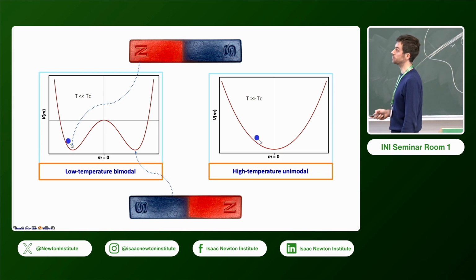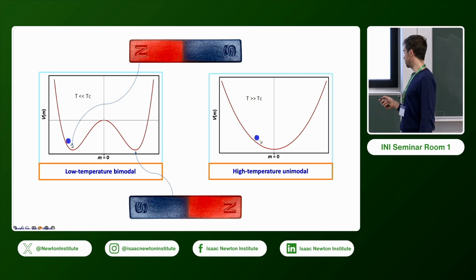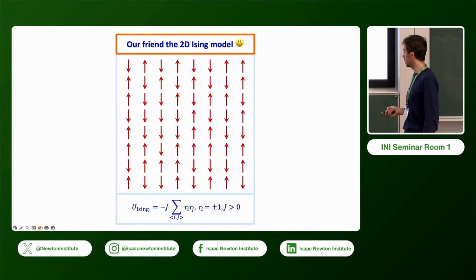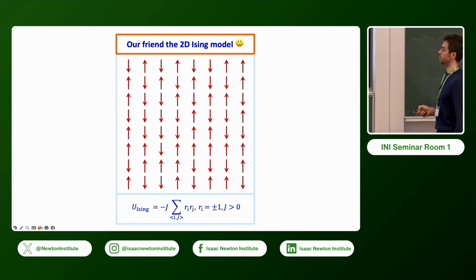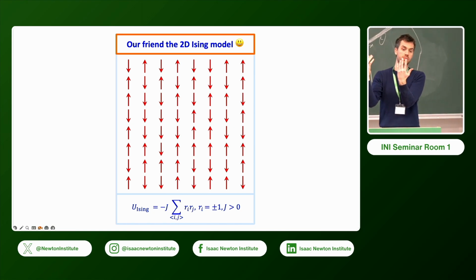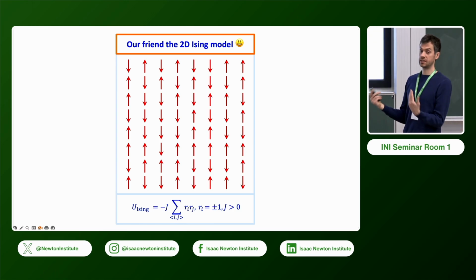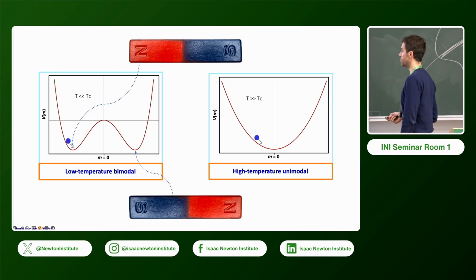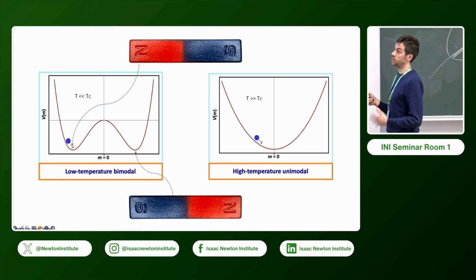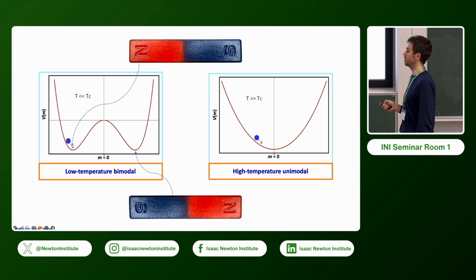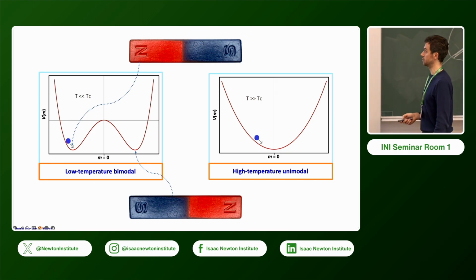Then at low temperature, because the model is symmetric with respect to global flips of all the spins, if you take some configuration and flip all the spins, you have the same potential. This is the symmetry of the model. When you're at low temperature, the spins will tend to align, and as you cool, the two most typical values are plus m0 and minus m0, and then you get small fluctuations around this.